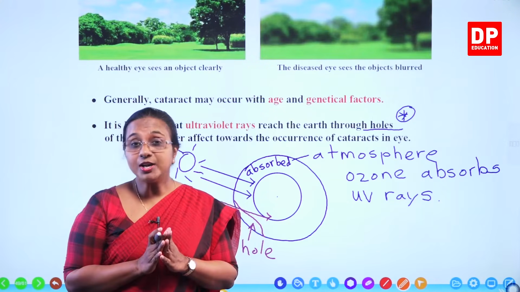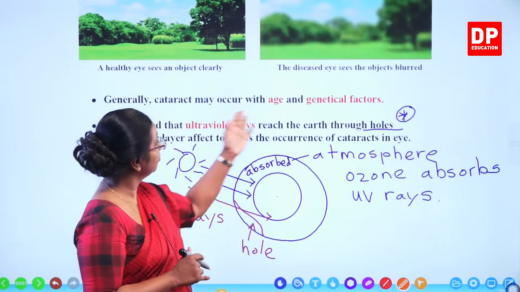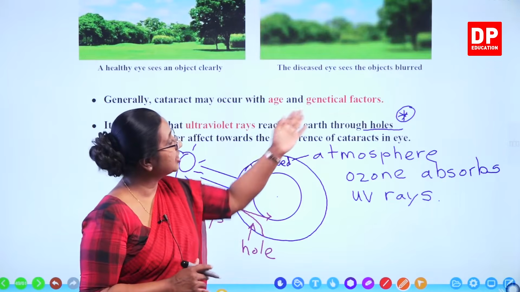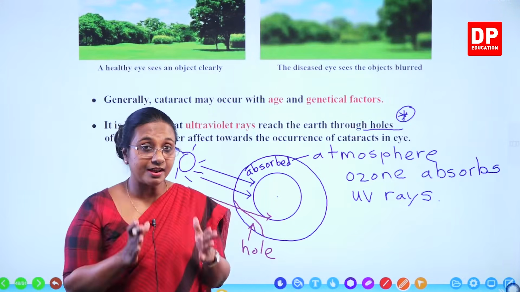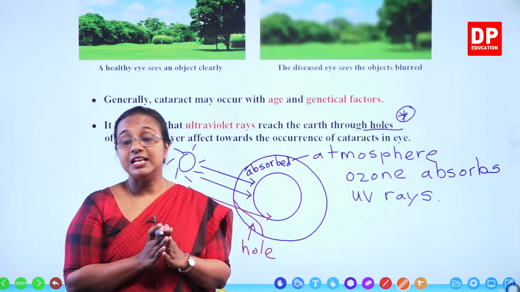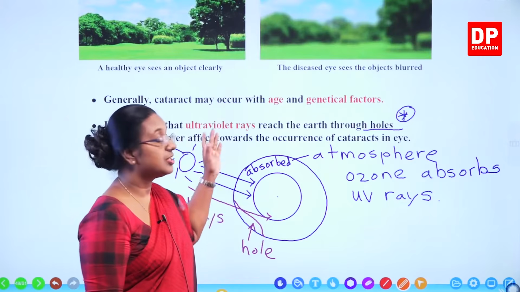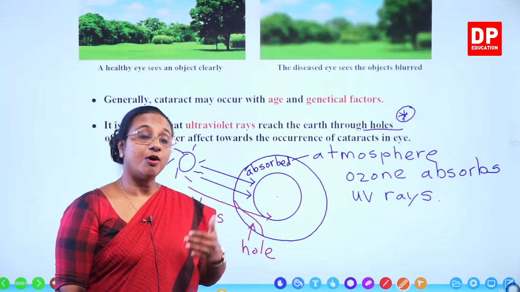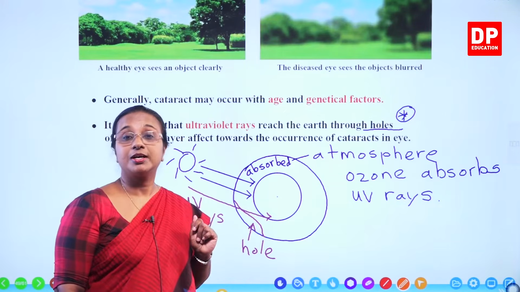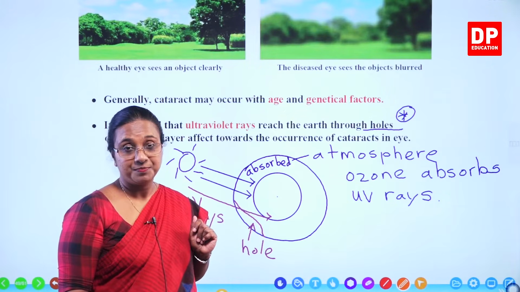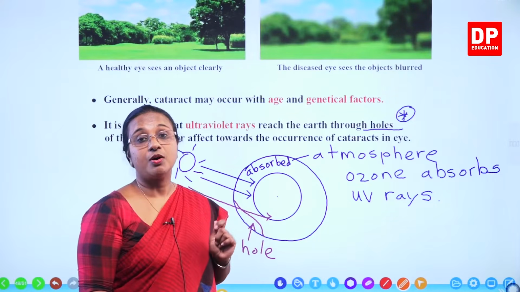So now, are you all clear with those students? You know what cataract is and the two main causes, age and genetical factor. They can lead to cataract, but cataract occurs because of the denaturing of proteins. And then the UV radiation that is coming from the sun can also give rise to or affect towards the occurrence of cataract in the eye. So that is the first type of disorder.